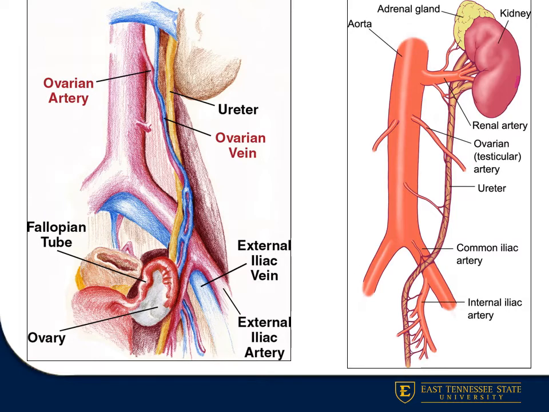You can also see in the image on the right side of the screen, coming down the ovarian or the testicular artery, whichever the gonadal artery is, crossing anteriorly, and then you can see how the ureter continues to descend down and crosses where the iliac artery bifurcates.